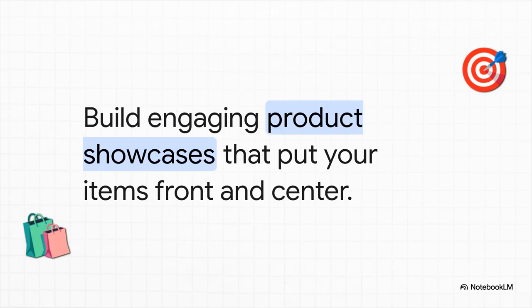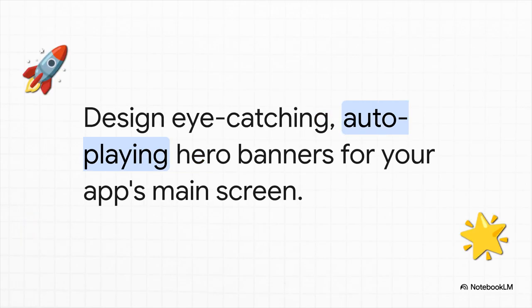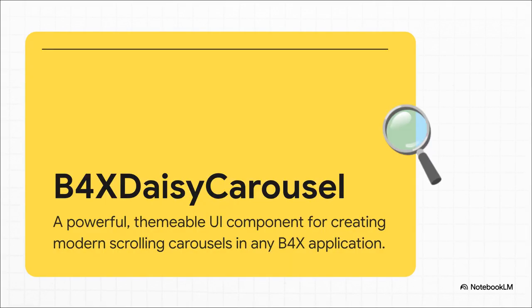Or maybe something more like this, right? Engaging product showcases that really put your items front and center. And even these eye-catching, auto-playing hero banners for your app's main screen. And believe it or not, all of this is possible, and it's way easier than you might think. So how do we pull all that off? Well, it's all thanks to this one single powerful component. We're going to break down just how unbelievably simple it is to go from a blank screen to a fully working, gorgeous carousel in your B4X app.